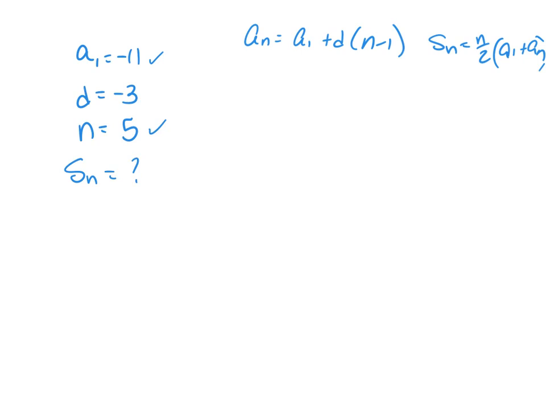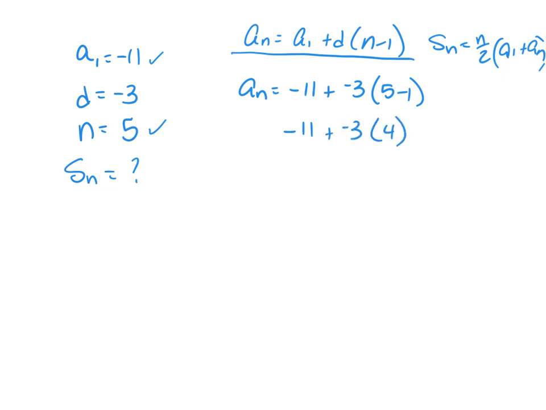So I'm going to have to use the first formula to find AN and then plug it into the other formula. Okay? So AN equals negative 11, which is A1, plus D, which is negative 3, times 5 minus 1. Negative 11 plus negative 3 times 4, negative 11 minus 12, negative 23 is AN.